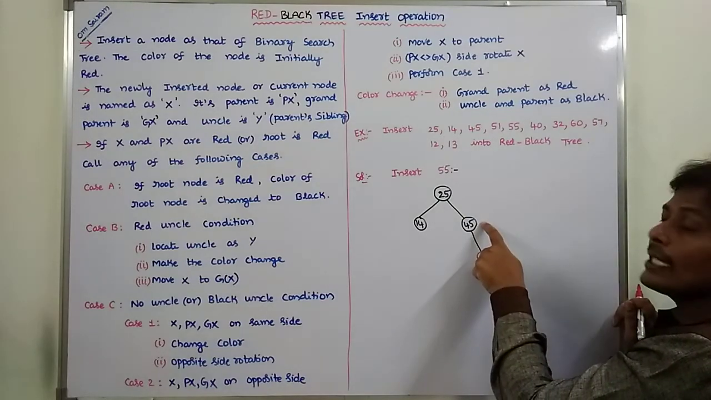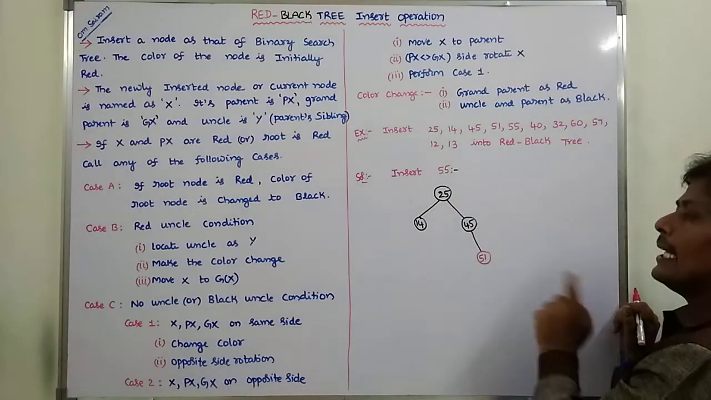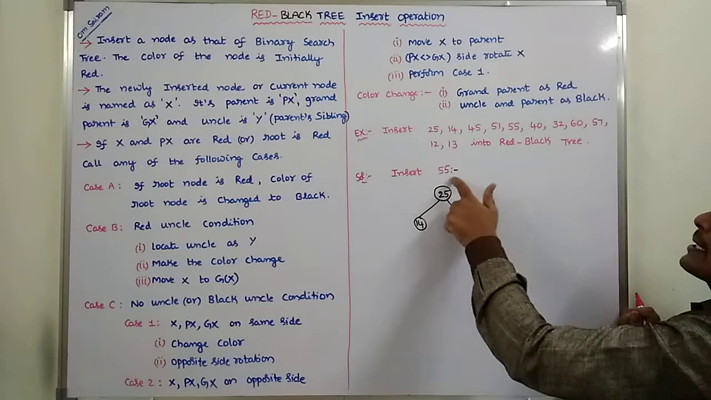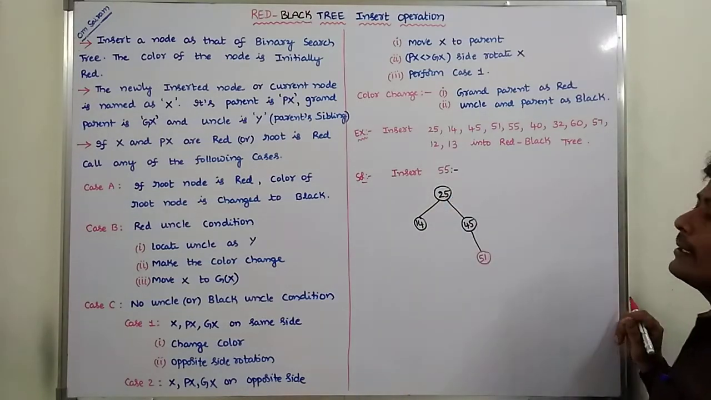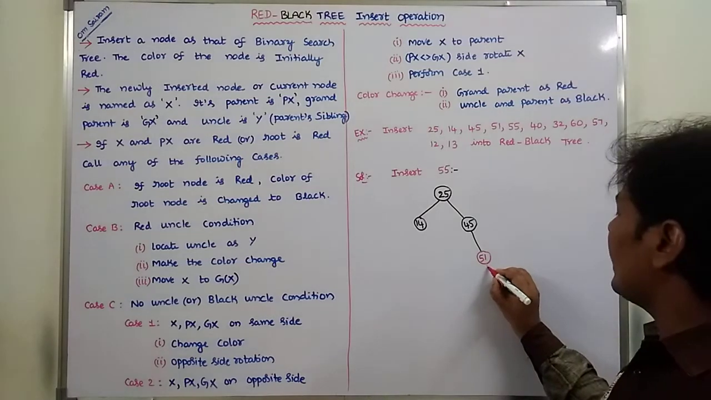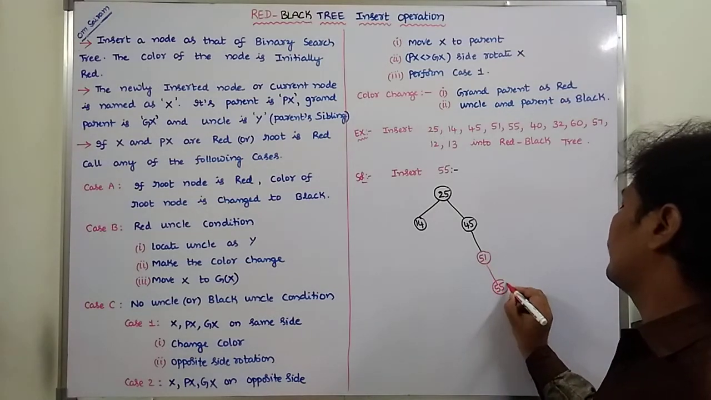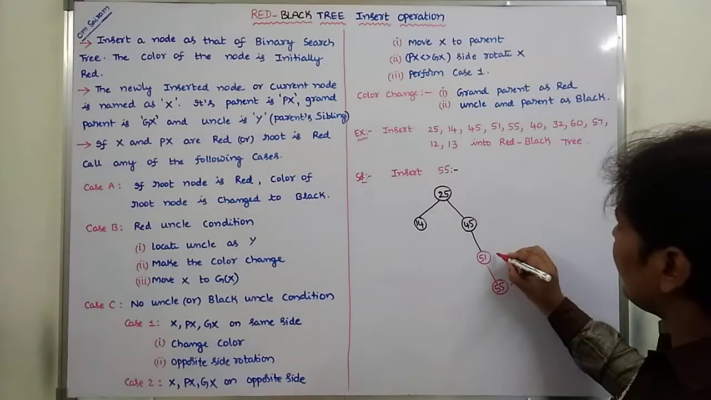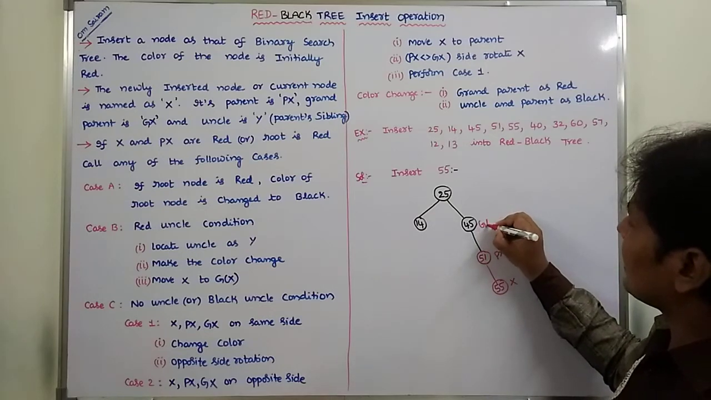Here 45 is there. 45 is compared with 55. It is greater. Go to the right hand side. 51 is there. 51 is compared with 55. So 55 is greater. Then go to the right hand side. Then we have to insert 55. This node is X and its parent is PX and its grandparent is GX.